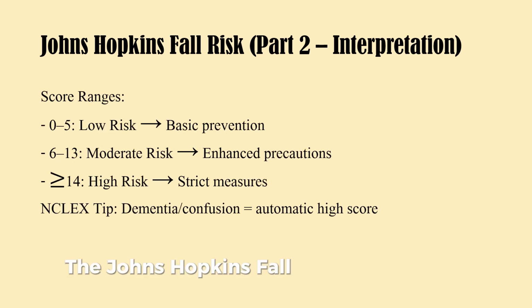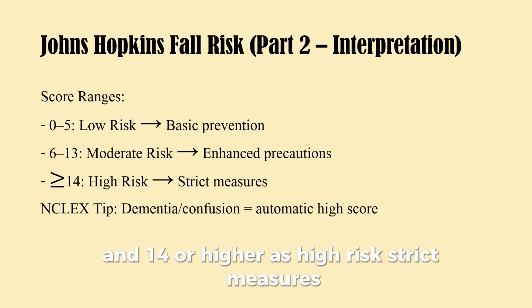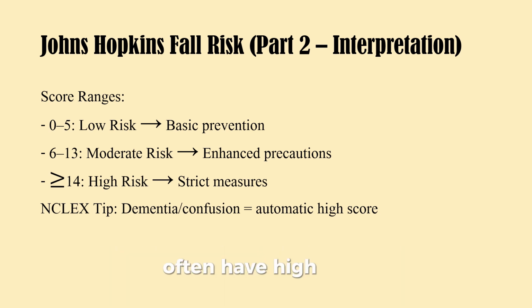The Johns Hopkins Fall Risk interpretation typically sets 0 to 5 as low risk, basic prevention; 6 to 13 as moderate risk, enhanced precautions; and 14 or higher as high risk, strict measures. NCLEX tip: patients with dementia or confusion often have high scores.